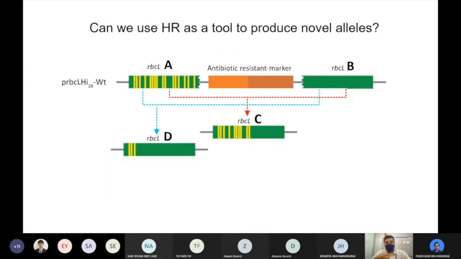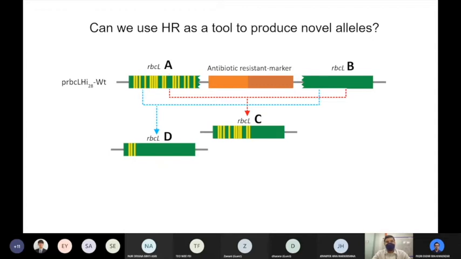So the next question we ask is how can we exploit this? Can we exploit this native homologous recombination pathway to not only remove the marker gene from the plastid genome, but also produce novel alleles, a new variant of the same gene? What I did before was test the RBCL gene, which encodes the large subunit of an important enzyme in plants, the rubisco enzyme, which is involved in the photosynthesis process.